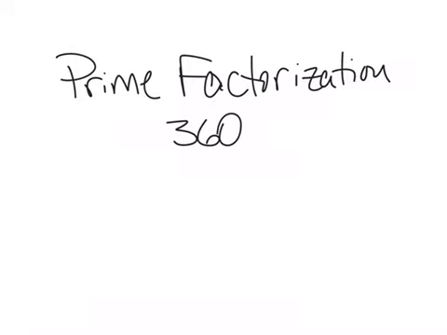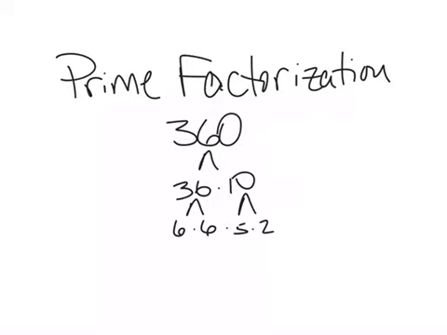So take, for example, 360. Okay? It's going to break down into 36 and 10. And then we continue to break 36 and 10 down. So the 36 will break into 6 times 6. And the 10 will break down into 5 times 2.